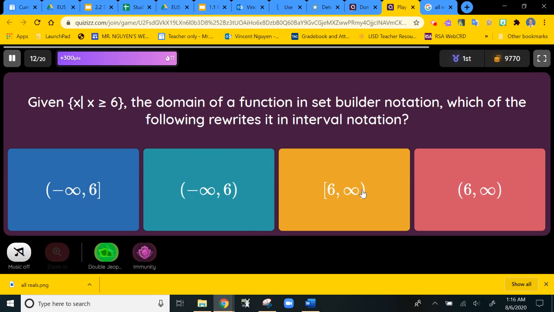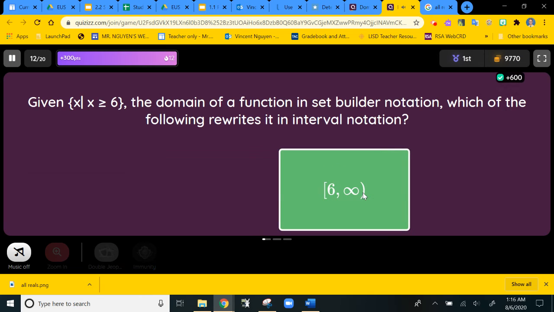I think it's this one right here. 6 is the smallest value, and then everything greater than that, which means positive infinity. So I'm going to select this one. Awesome.